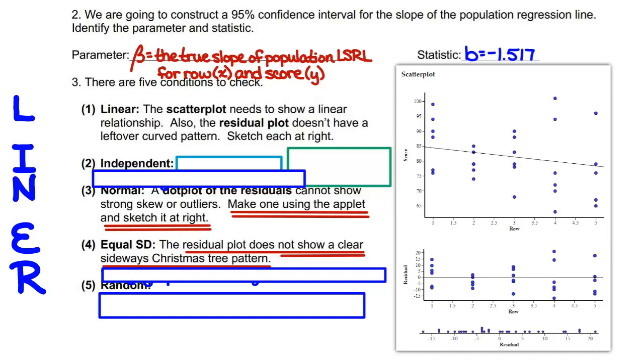The residuals need to not have any kind of leftover pattern in them. I should not see a parabola shape in my residuals. I should not see any kind of pattern at all. No Christmas tree patterns, no J-shaped patterns. The residual plot should kind of look like random scatter.